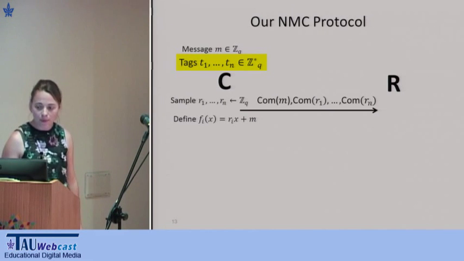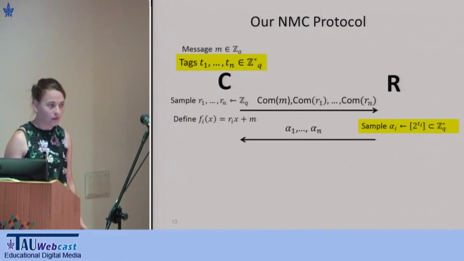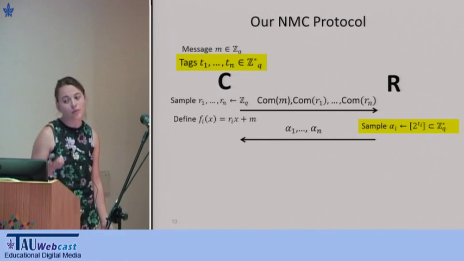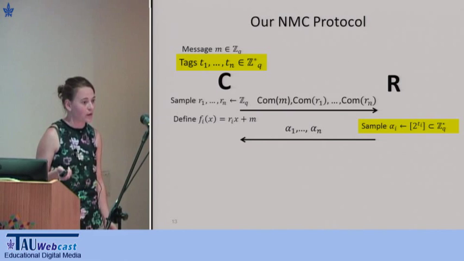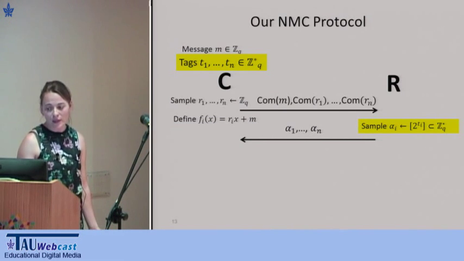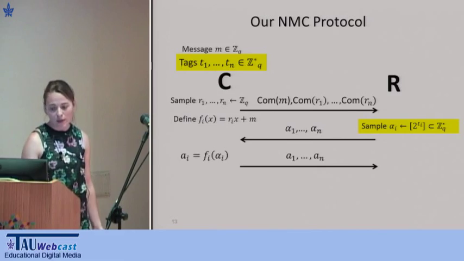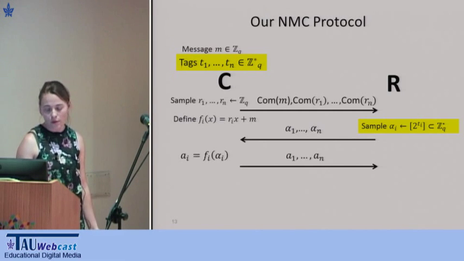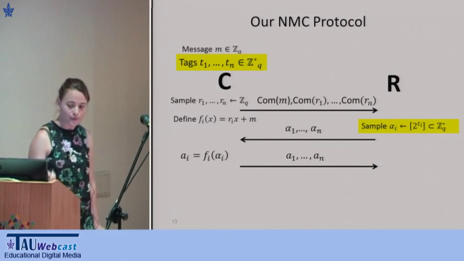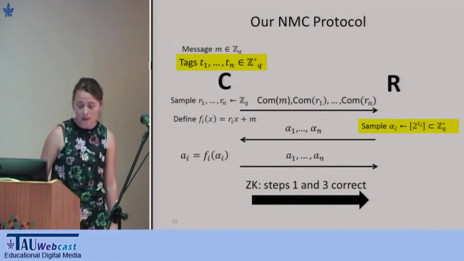and to m. The receiver will now sample n challenges instead of one challenge, where each challenge is drawn from a different domain. And this is crucial. Each challenge, alpha i, is drawn from 2 to the ti. So he will sample n challenges and send them over to the committer. The committer, again, will check that the challenges are drawn from the right domain, evaluate the n polynomials and send over the results. And then they will do the zero knowledge step.